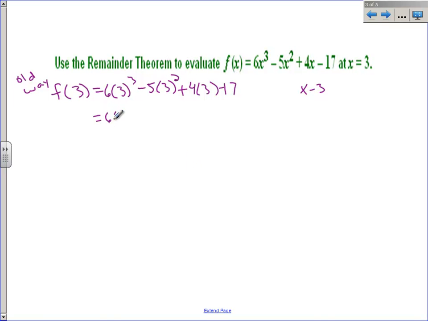And you would get 6 times 27 minus 5 times 9 plus 12 minus 17, and then you would get 162 minus 45 minus 5, blah, blah, blah, and you'd get 112. That's the old way. Now, we're going to use the remainder theorem to make this connection. And by the way, this means you have the point 3 comma 112 on the graph. So if you were to look at x equals 3, the y coordinate would be way up there.